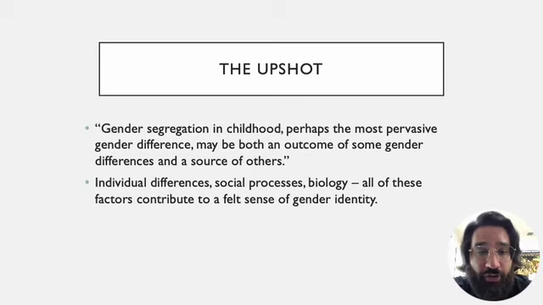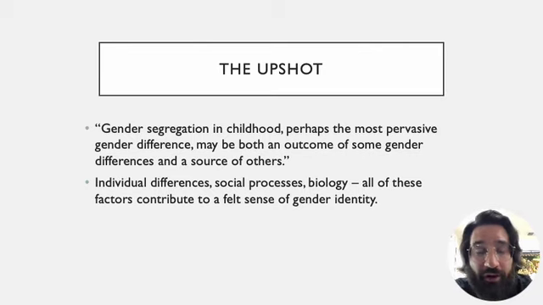So the upshot, the conclusion here, right? Gender segregation in childhood, perhaps the most pervasive gender difference, may be both an outcome of some gender differences and a source of others. I think that's an important point to hold on to. Individual differences, social processes, biology, all of these factors contribute to a felt sense of gender identity.